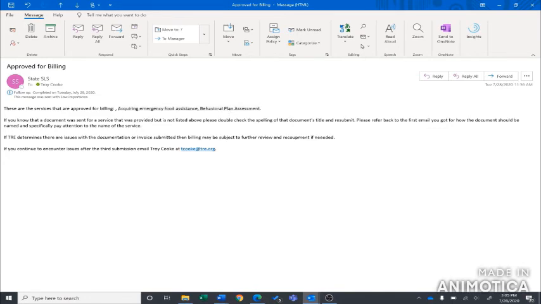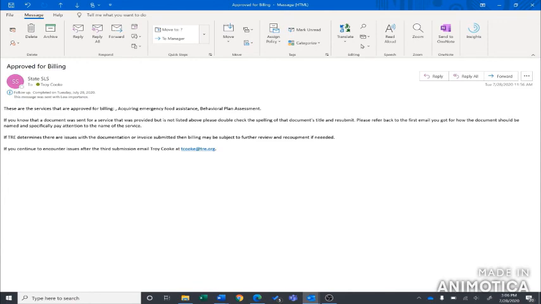And then there's this next line. If you know that a document was sent for a service that was provided but is not listed above, please double check the spelling of that document's title and resubmit. Please refer back to the first email you got for how the document should be named and specifically pay attention to the name of the service. Again, I'm going to drive home that point. The service and the provider name must match exactly what is in the first email you receive. Otherwise, phase 2 of billing will not process as it needs to. So please, please, please make sure you're naming those documents properly.